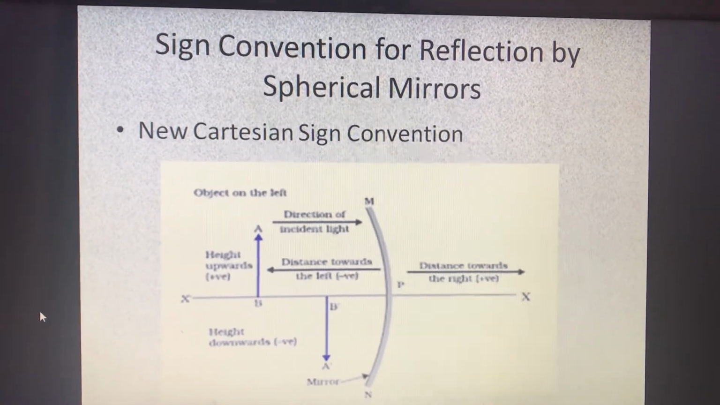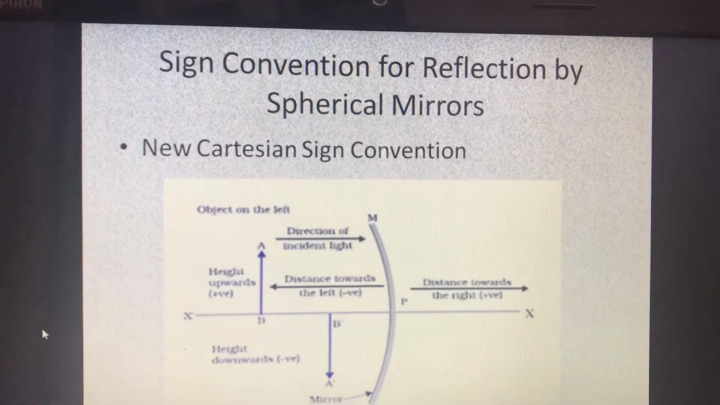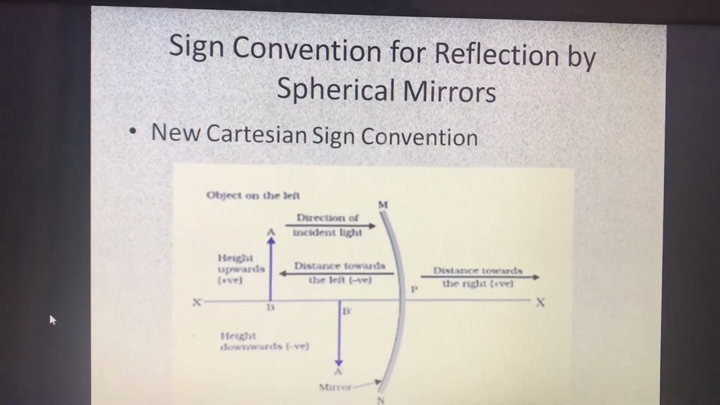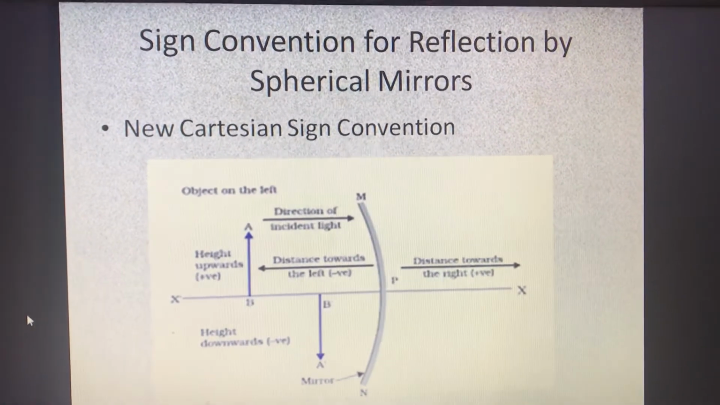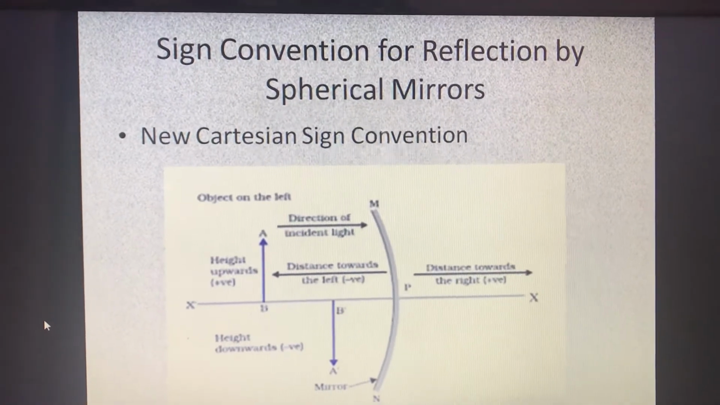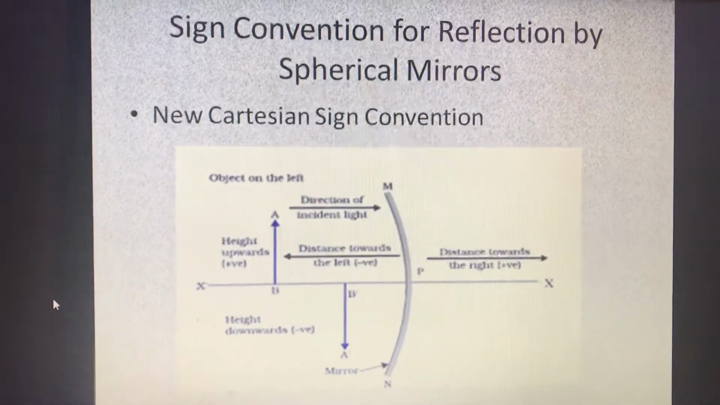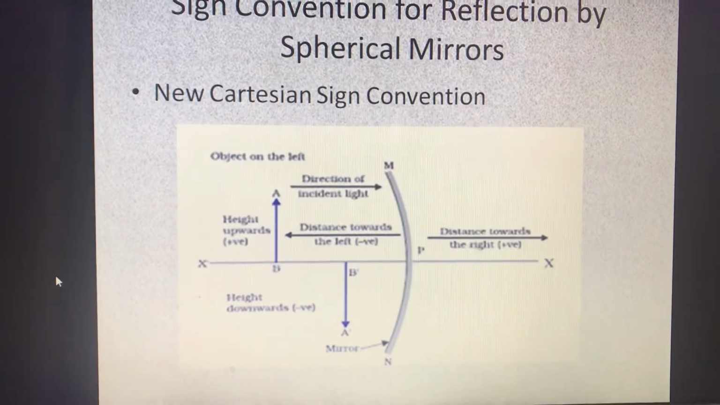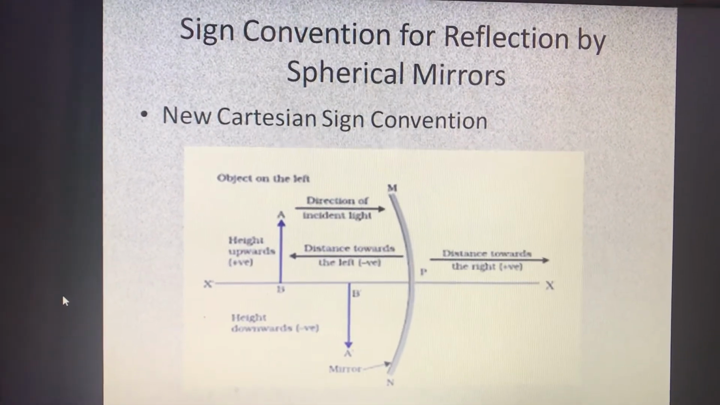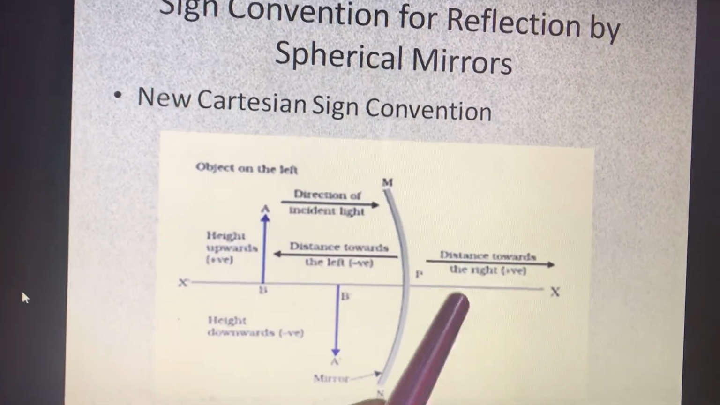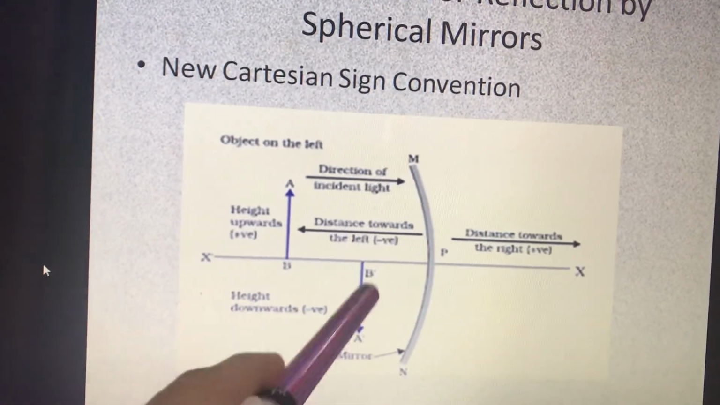Now in this one, we are going to see the sign convention for reflection by spherical mirrors. It is also known as the new Cartesian sign convention. This you might have studied in maths. Here we take the two axes as x and y axis.